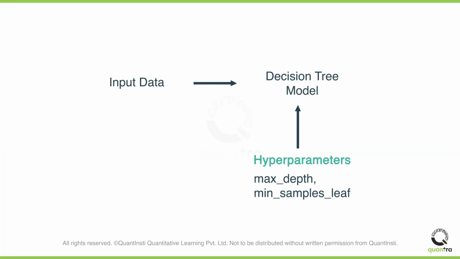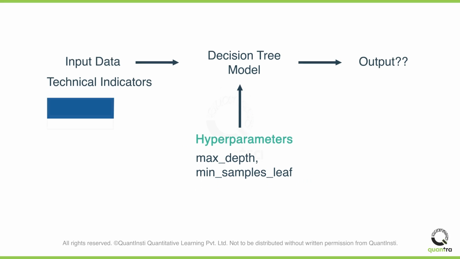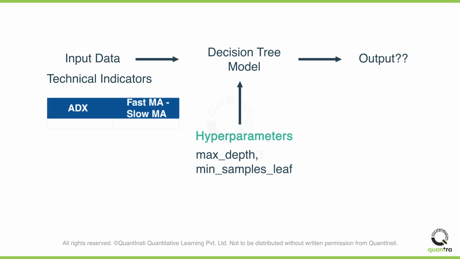How does the decision tree predict a given output? Suppose you are calculating technical indicator values of the S&P 500 index close values. These are ADX, and the fast-moving average minus the slow-moving average.